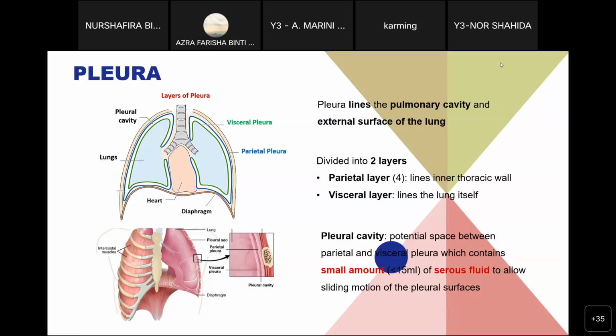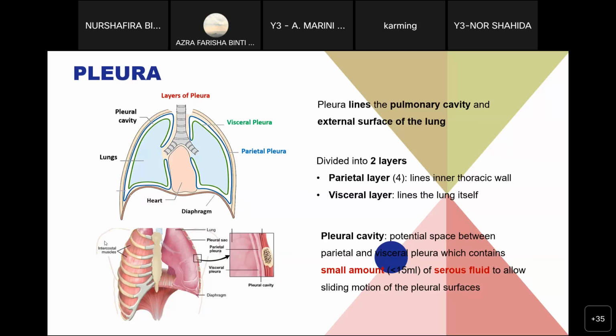Pleura is the membrane that lines the pulmonary cavity and the external surface of the lung. It can be divided into 2 layers, the parietal layer and the visceral layer. The parietal layer lines the inner thoracic wall, and the visceral layer lines the lung itself. The parietal layer can be further divided into 4, with names corresponding to their location: cupula or cervical, costal, diaphragmatic and mediastinal.